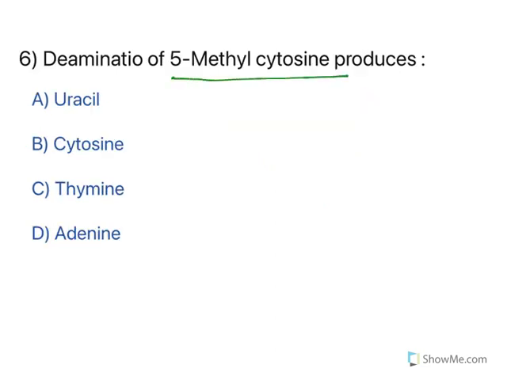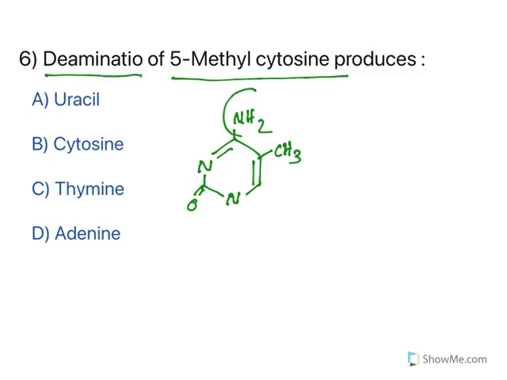Now deamination of 5-methyl cytosine. Just now I told you what cytosine is. Now this is 5-methyl cytosine. In the previous case we saw 5-fluorocytidine. Now see, there is an NH2 at position 4, and at the 5th position you have a methyl group. Deamination means removal of this amine group.